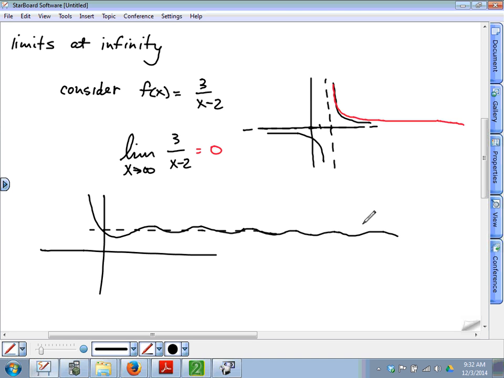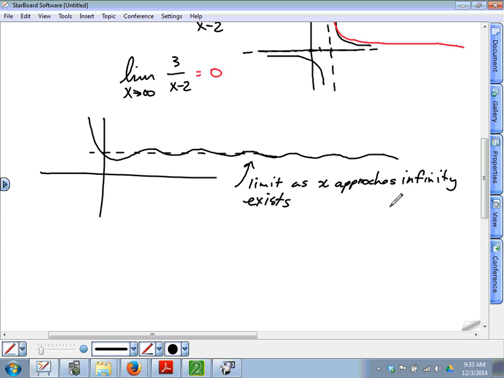It might be with a trig function. Okay, it's very possible. If the function crosses over. Yeah, functions can cross a horizontal asymptote. They cannot ever cross a vertical asymptote, but they can cross a horizontal asymptote. Limit as x approaches infinity exists, and the limit would be equal to whatever the value of that horizontal line is. Okay? Yeah, pretty much.